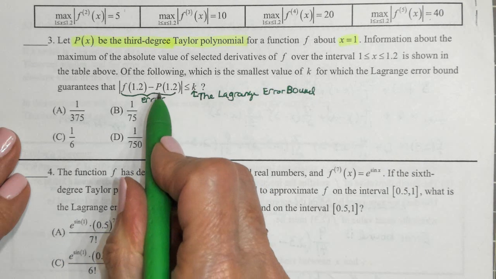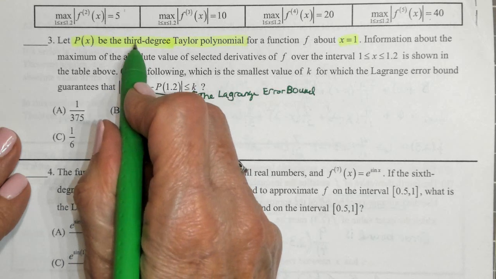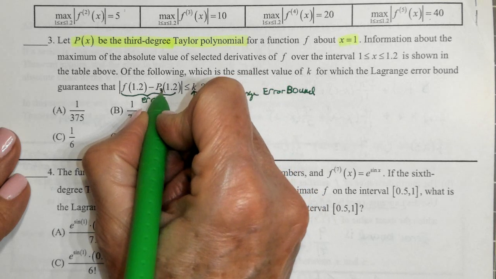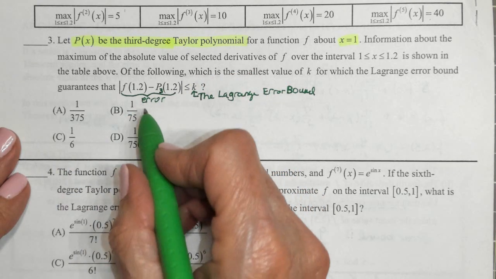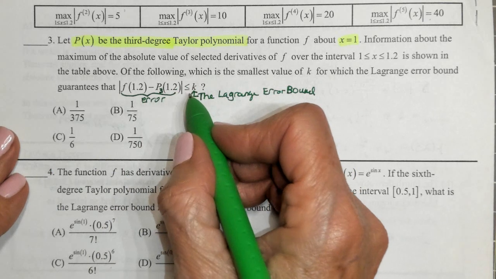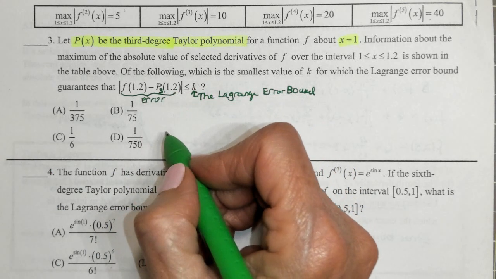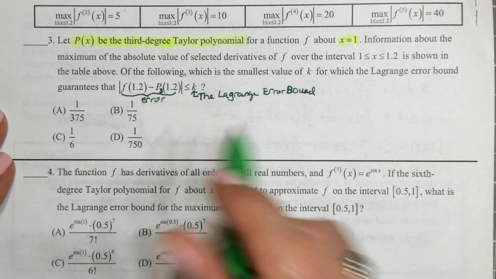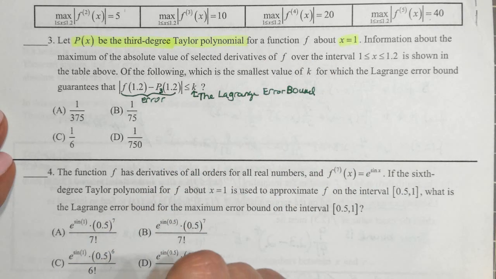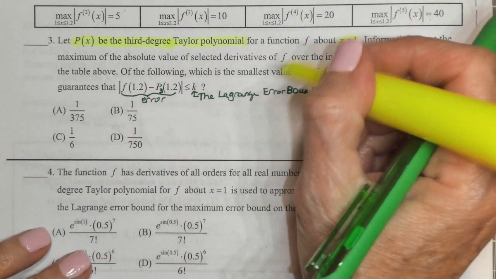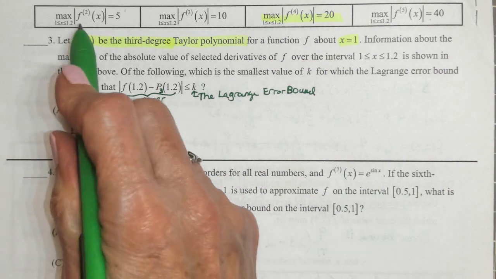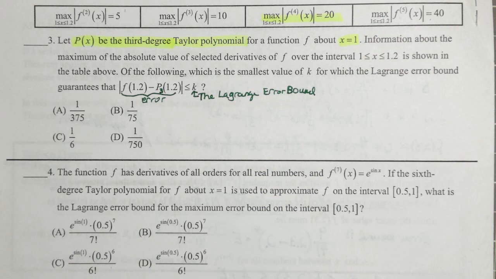P is the third degree Taylor polynomial. So therefore k will be of the form of the fourth degree Taylor term. The fourth degree. 4's all over the place. So we need to go to the maximum fourth derivative. We're going to ignore the second, the third, and the fifth.